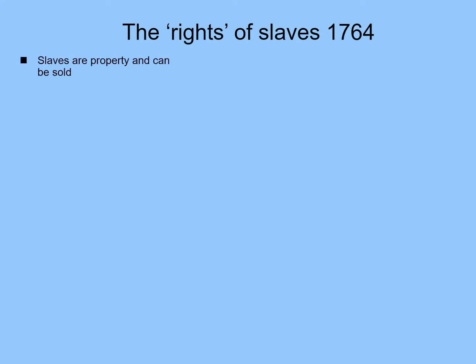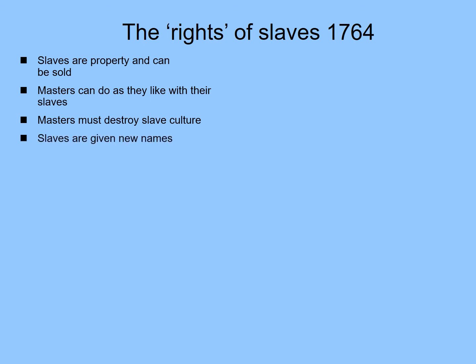Slaves are property and can be sold. Masters can do as they like with their slaves. Masters must destroy slave culture. What is meant by that is the sense of an individual slave identity and language. You'll notice that Jimmy from our earlier slide would not have been his real name. He would have had a different name in Africa, but slaves were given new names to help destroy the culture that they had come from. Slaves were given new names, as I've mentioned, and slaves can be killed, as in a master can kill the slaves without any punishment.